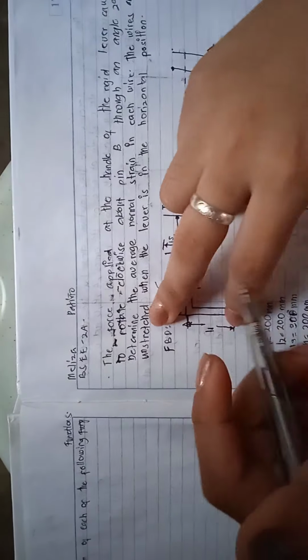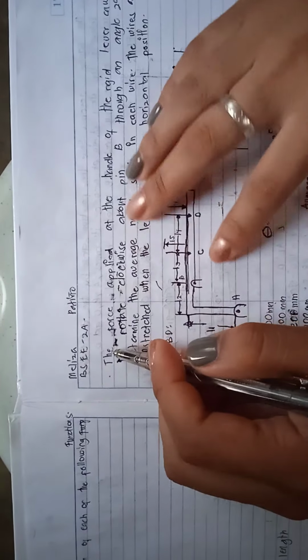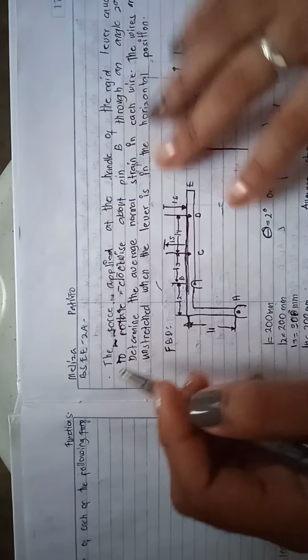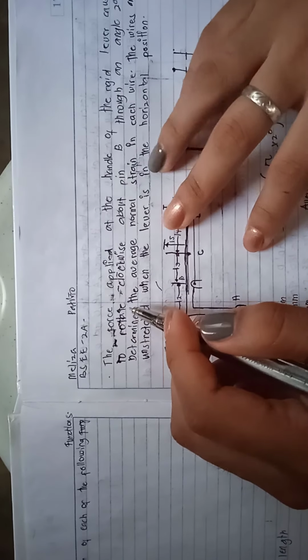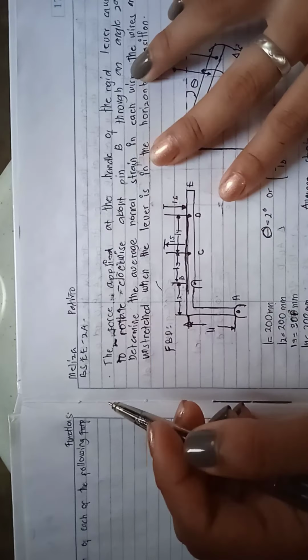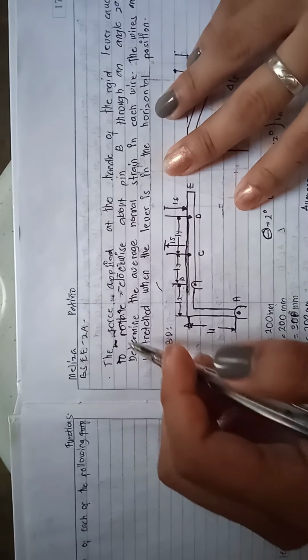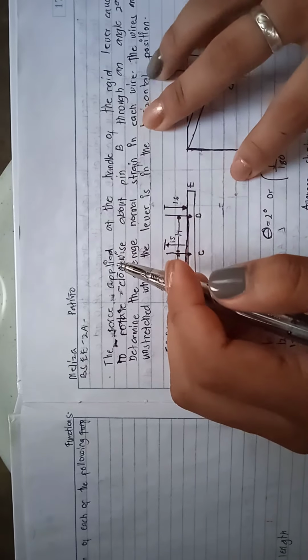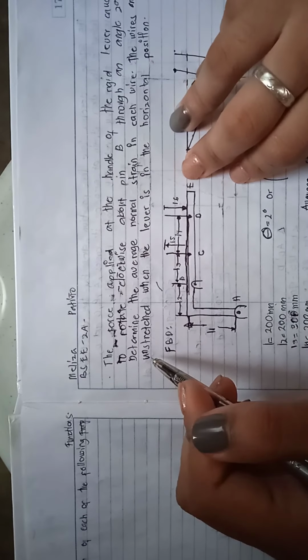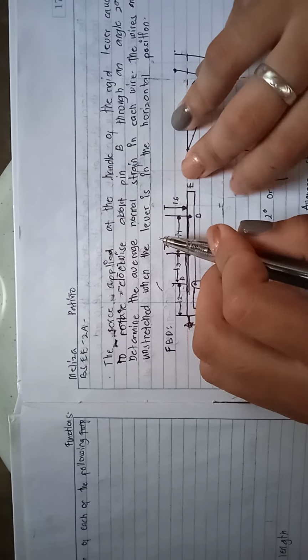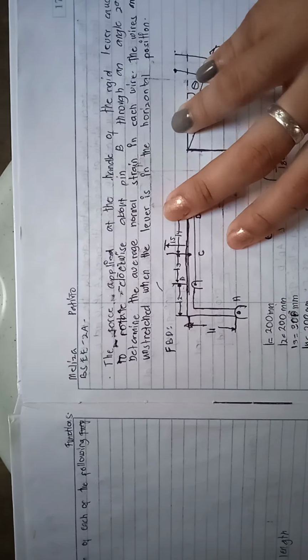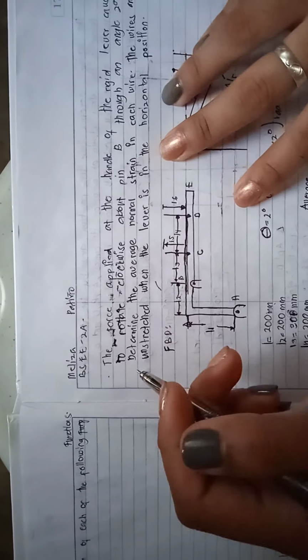So, number one question: the force applied at the handle of the rigid lever causes it to rotate clockwise about pin through an angle of 2 degrees. Determine the average normal strain in each wire. The wires are unstretched when the lever is in a horizontal position.